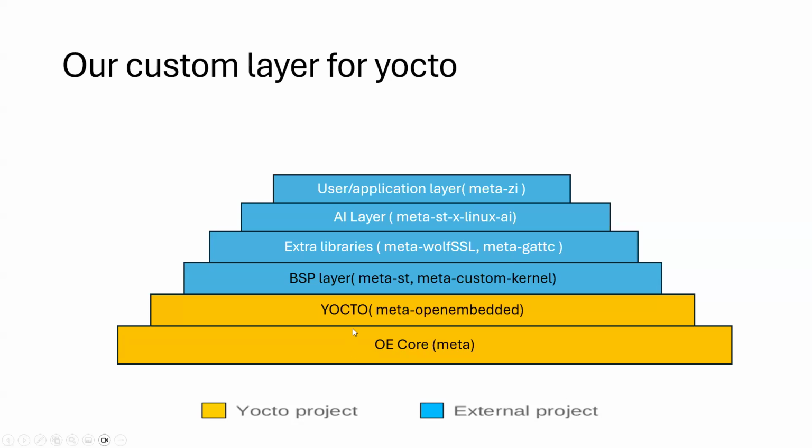Then this BSP layer is provided by the company itself, MetaST, because they have developed the BSP layer, the MetaST layer, specifically for this board. But I have created Meta custom kernel because I wanted to customize my kernel. The reason is I wanted to make my kernel real time. And these two layers are pulled directly from the Yocto project, from GitHub. In fact, everything is pulled from different locations of GitHub.